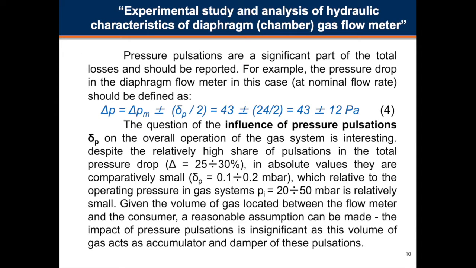Pressure pulsations are a significant part of the total losses and should be reported. Equation 4 shows that despite the relatively high share of pulsations in the total pressure drop, in absolute values they are comparatively small. Given the volume of the gas located between the flow meter and the consumer, a reasonable assumption can be made. The impact of pressure pulsations is insignificant, as this volume of gas acts as a cumulator and damper of these pulsations.